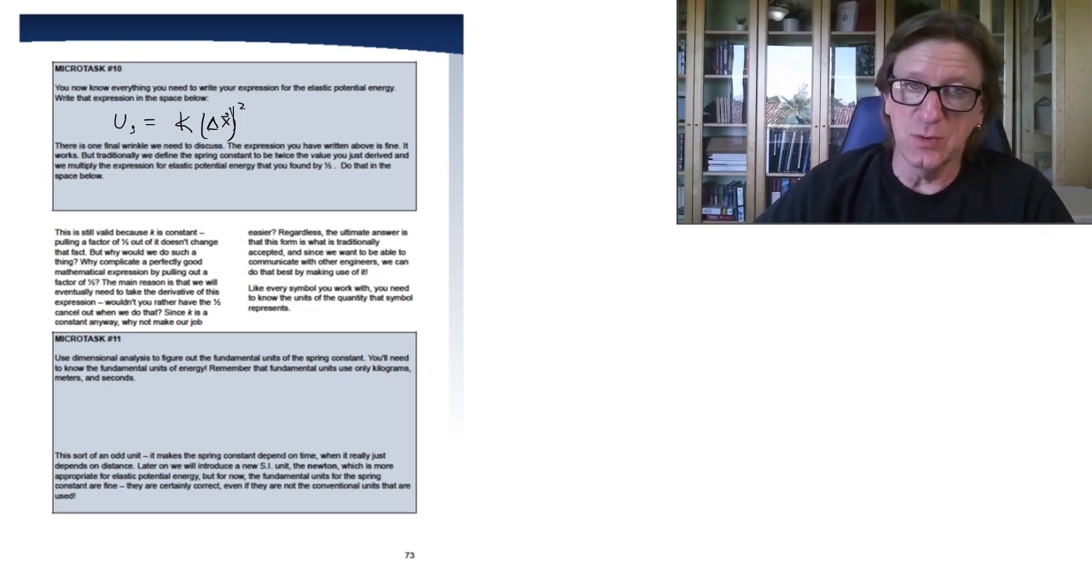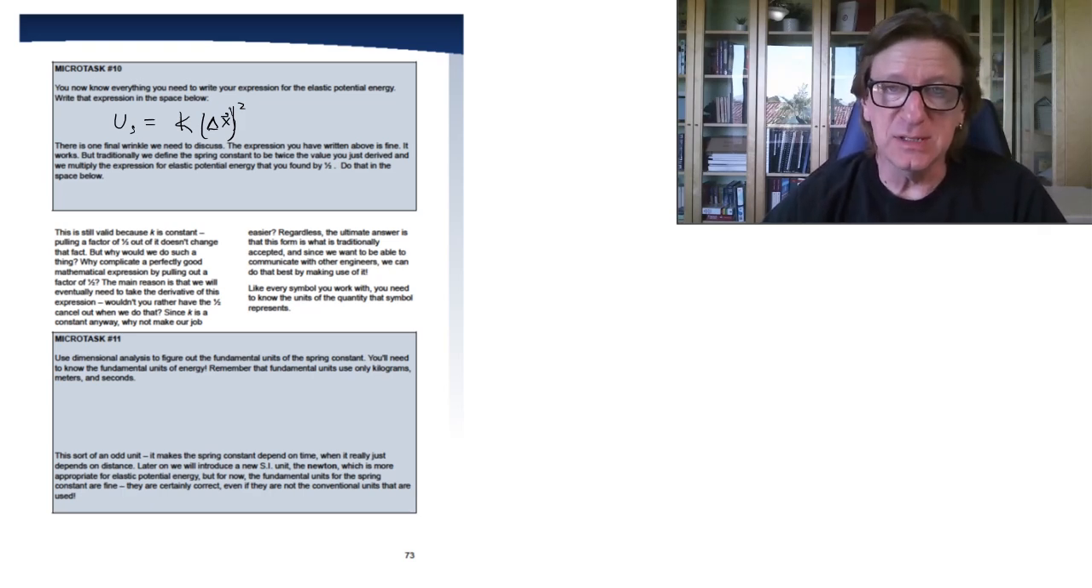Traditionally, though, we define the spring constant to be twice what we would get experimentally. And you may say, why the heck would I want to do that? Well, because if the k I define is twice that, then when I write my equation, I'm going to have a 1/2 to bring it down to what it really is that I found through experiment. Does that make sense?